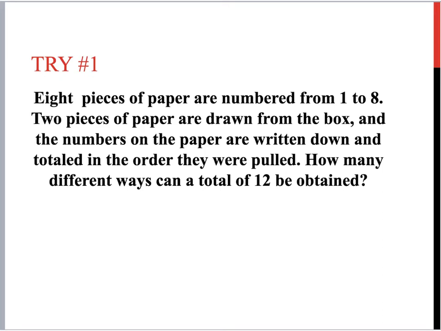So this one is a little different because this one says that they are drawn at the same time. Sorry, they're not drawn at the same time. 2 pieces of paper are drawn. If I have my first time again and then my second time, the first number that I could draw could be a 4 and then an 8. I can draw a 5 and a 7. I can draw a 7 and a 5, and I can draw an 8 and a 4.